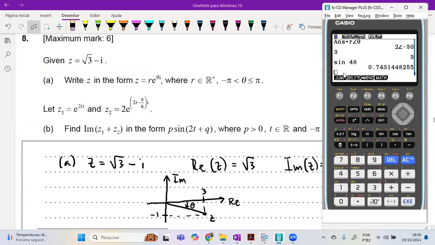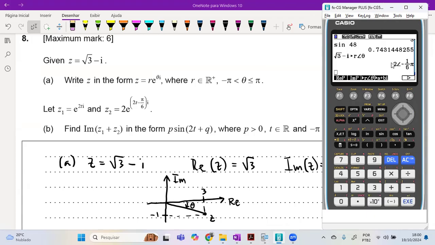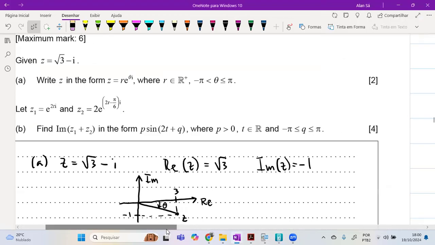In the Casio calculator, we just enter the number root 3 minus i, and then we use the option button to select complex, and then select this option to change to modulus argument form. Then it becomes this. 2 is the modulus, the length of the line from the origin to point z, and minus pi over 6 is the angle. So all you have to do is copy this from the calculator. The complex number z can be written as 2e to the minus pi over 6 i.